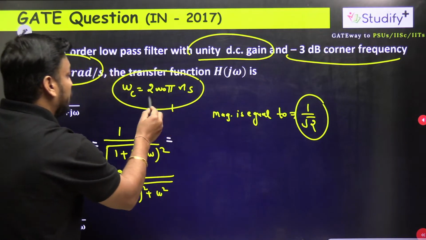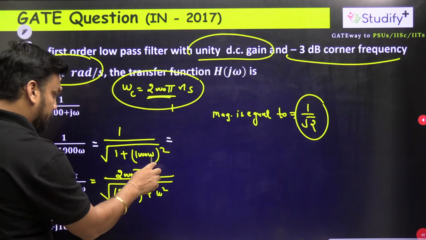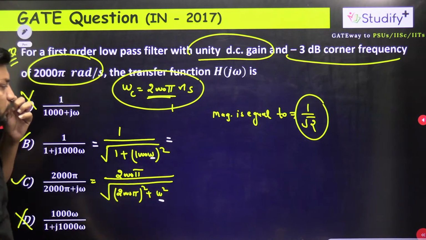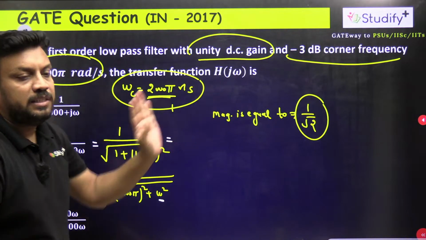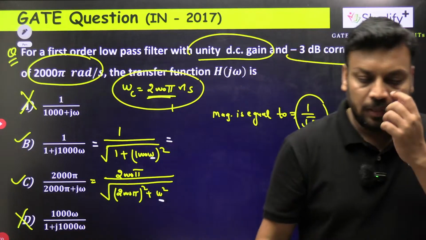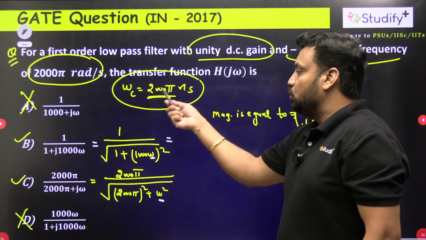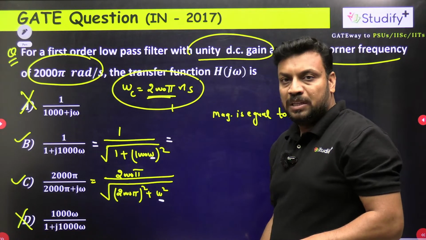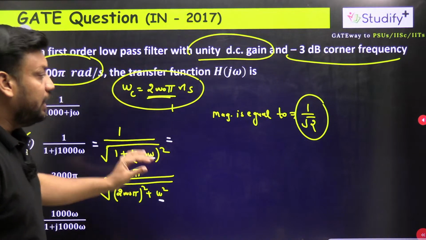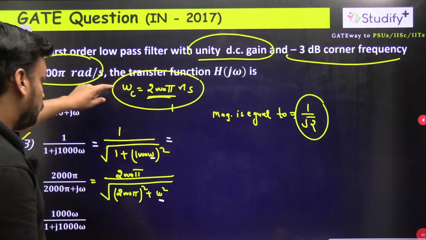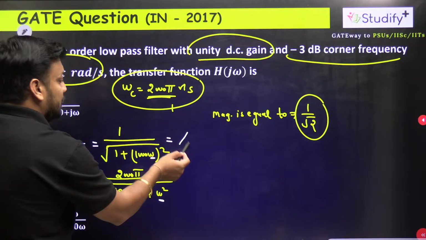If I put the omega value, wherever there is omega, this omega and this omega, if you put omega value 2000 pi here, then tell me which transfer function is equal to 1 by root 2. Tell me quickly. Of these two, whichever transfer function becomes 1 by root 2 on putting omega c as 2000 pi, that option is only correct, because the magnitude should equate to 1 by root 2. So now you need to check. Once you put omega value 2000 pi here, it will not be 1 by root 2, sir.